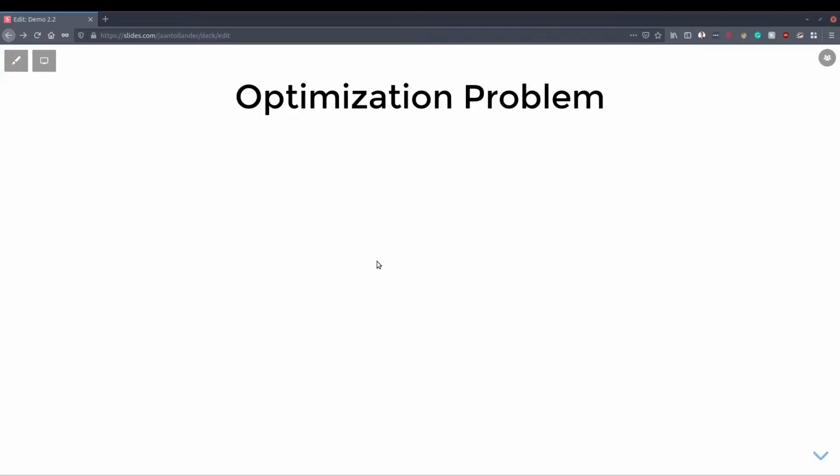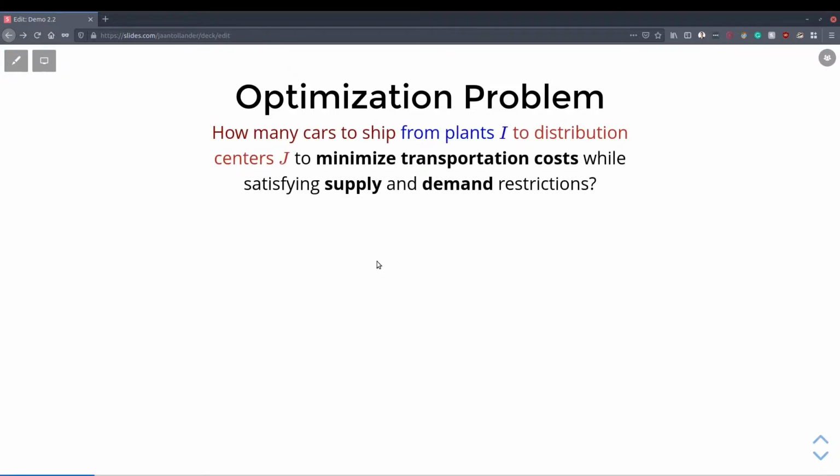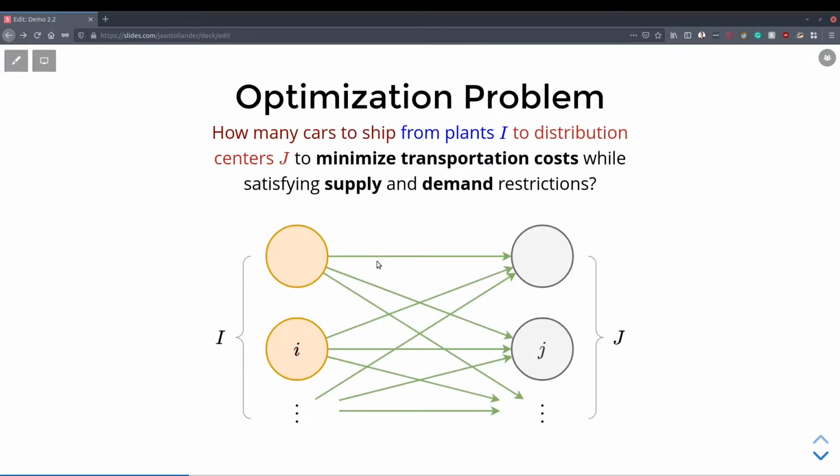It is usually a good idea to start formulating optimization problems by asking what question we are trying to answer. For example, in this problem, our question is how many cars to ship from plants I to distribution centers J to minimize transportation costs while satisfying supply and demand restrictions. We might also want to graphically visualize the problem as seen in this graph.